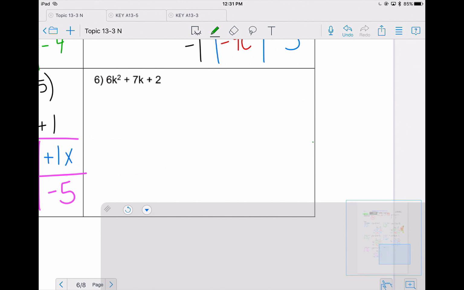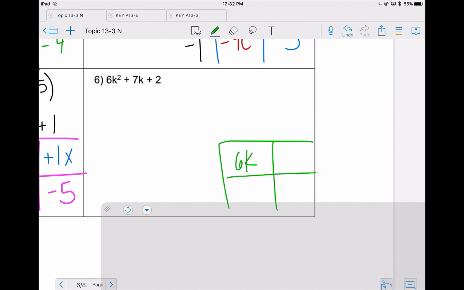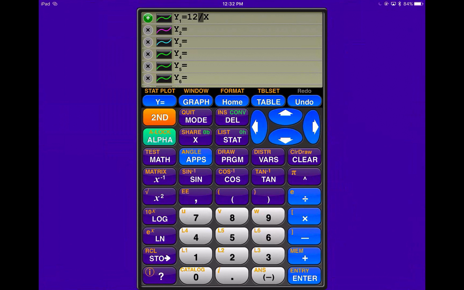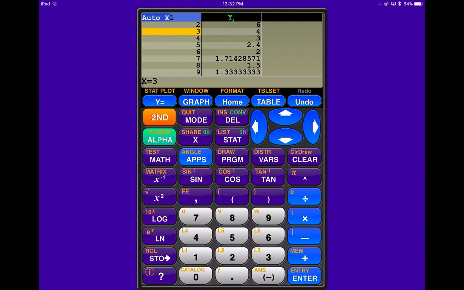Last problem, problem 6. These do not have any GCFs. There's nothing that they share. So we have 6k squared and plus 2. Multiply them for my product of 12k squared. My sum is 7k, so I'm looking for two numbers that will multiply to 12 and add to 7. 3 plus 4 would get me 7.